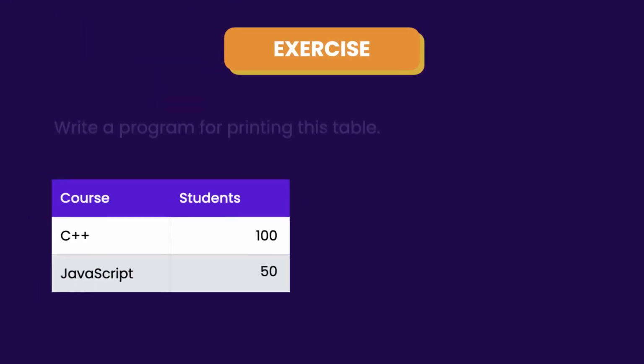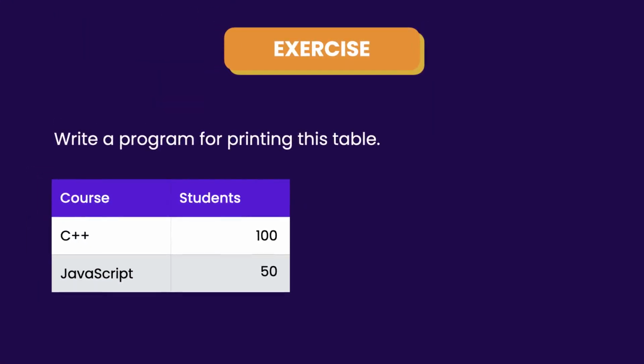Now, for your exercise, I want you to write a program to print a table like this. So we have 2 rows and 2 columns, but note that our text labels are left aligned, but our numbers are right aligned. So pause the video and work on this for a few minutes, then come back and see my solution.